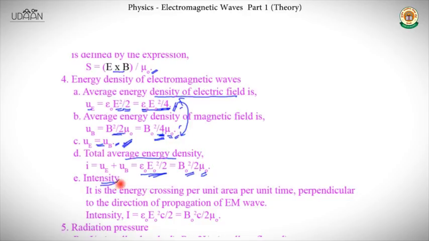Right. Next we have another very important property, that is intensity. So it is the energy crossing per unit area. One thing is unit area, the other thing is per unit time. So it is per unit area per unit time, and this must be taken into consideration. It is perpendicular to the direction of propagation of the EM wave. Right. So if this is a surface and an electromagnetic wave is coming, the intensity is measured when it crosses this surface, because it is this area and it is perpendicular to the direction of propagation of the EM wave. Right. EM wave, electromagnetic wave. So intensity is given by I equals epsilon naught E naught square by 2 or B naught square C by twice mu naught.